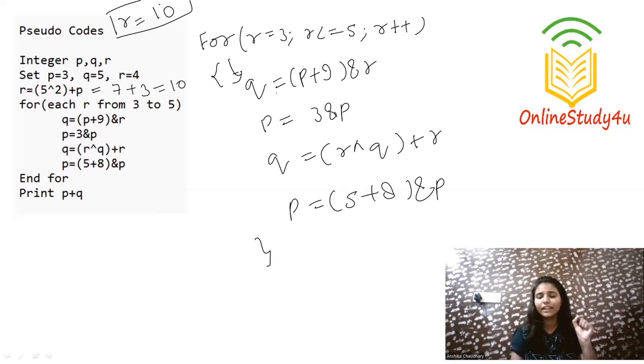So here the condition is true and the control will come into the for loop. Now this time Q value will be updated by P plus 9 and R. So what is the last value of P? P was 3 only. So from here we can say 3 plus 9 and R. R value this time is 3. So 9 and 3 will be 12. And from here we have to find out 12 and 3.